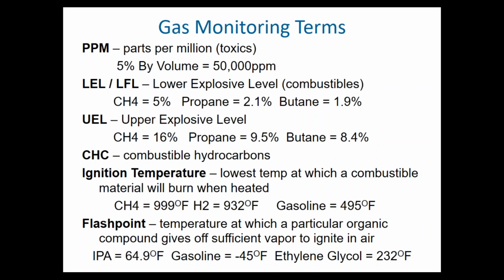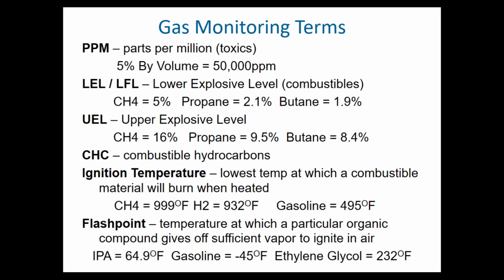Now, on the other hand, if you have gasoline and you have a 500 degree ignition source in an oxygen environment, you have a potential of igniting the gasoline vapors. And hydrogen is 932, and that's very important, as we'll discuss a little later. So every gas or vapor has a specific ignition temperature which needs to be identified when you're setting up or installing a gas detection system.